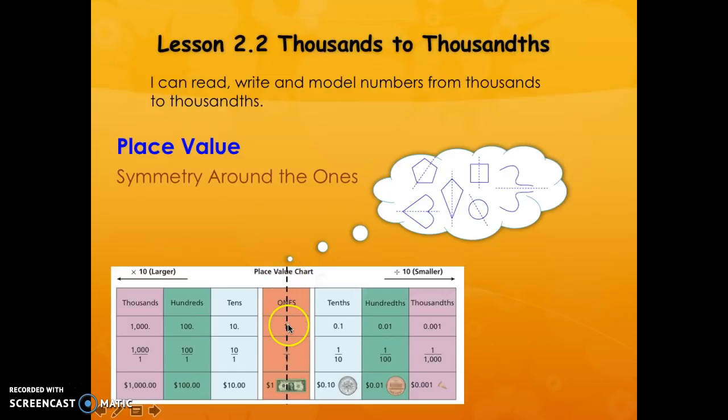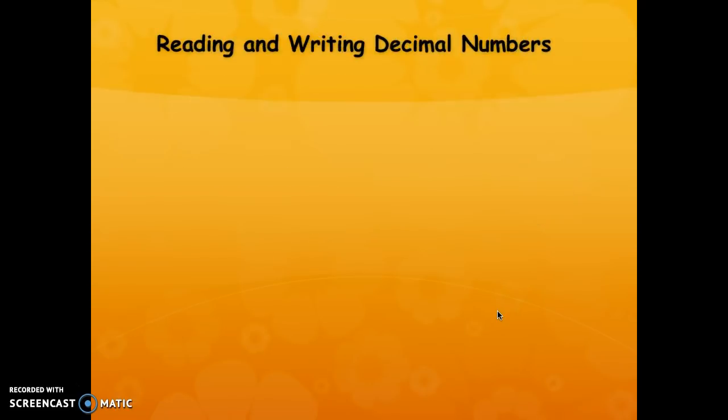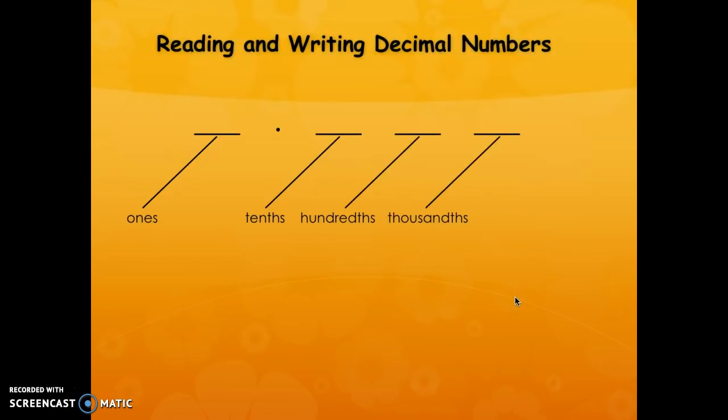Now, what do I mean by symmetry? If I could fold this paper, these colors would match up. So in shapes, when you fold something, the two sides are the same, they match. So that's what I mean about symmetry around the ones. As I said, when you go this direction, 10 times larger, this direction, you're dividing by 10, or things are getting 10 times smaller as you go. So let's look at this. As we talked about, there's your ones place, tenths, hundredths, thousandths.